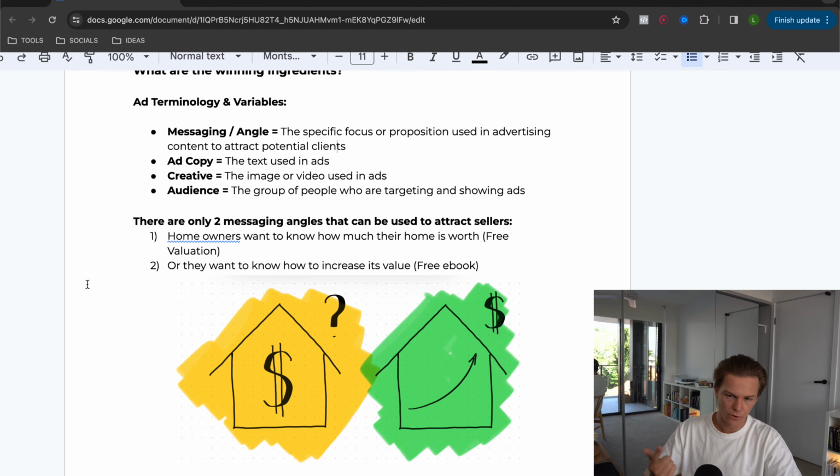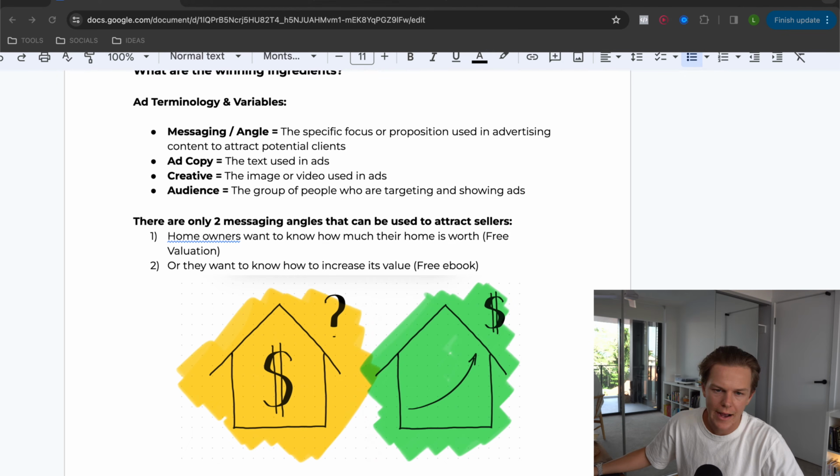You can do that with ebooks. You can do that with free content on a YouTube channel. You can do that in lots and lots of different ways. Next, we've got our ad copy, which is just the text or the caption that is included on your paid ad. Obviously, that is a piece of content inside of the ad, and which is a variable that we can test. And there's lots of things that we can do to test different versions of that to see if we can get down the lead cost.